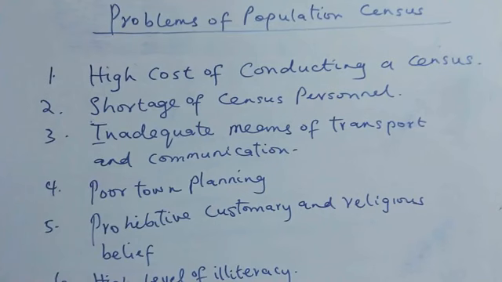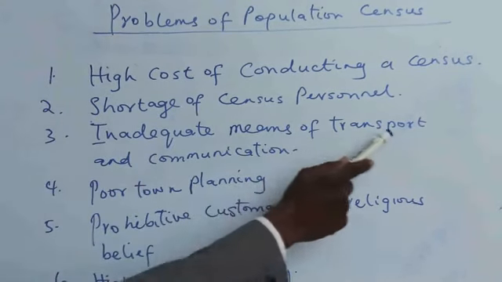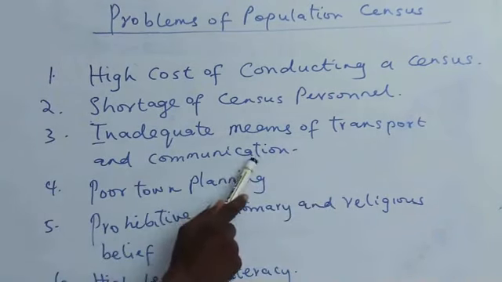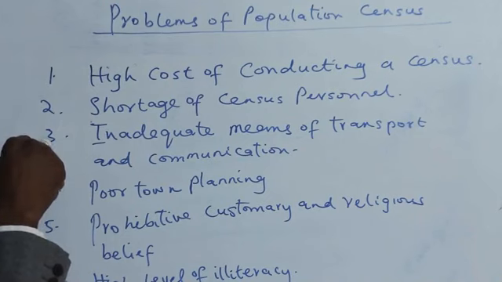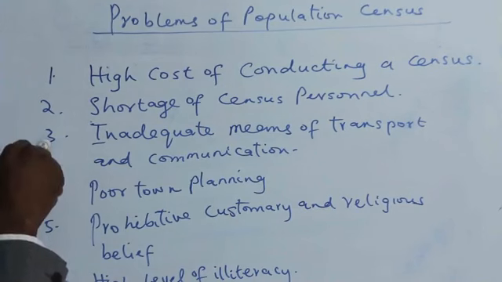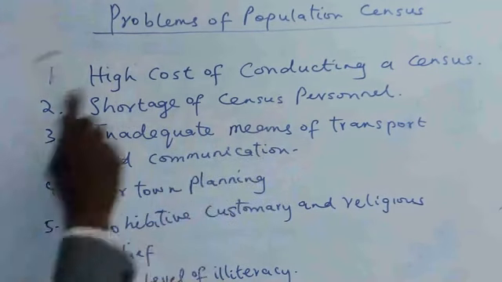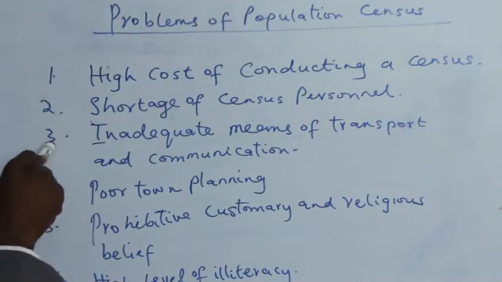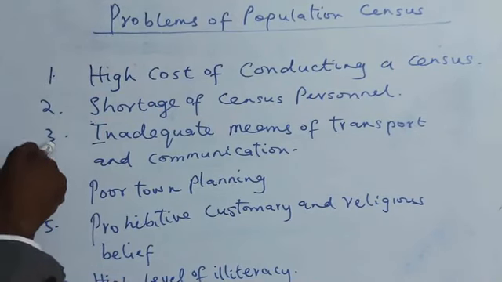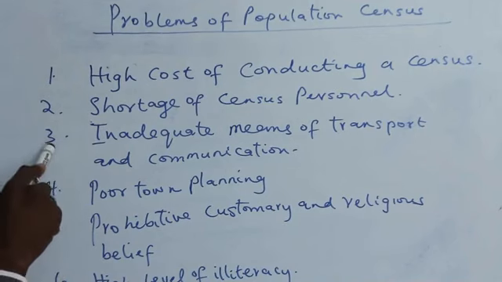Number 3, inadequate means of transport and communication. In the sense that in conducting a census, they need to have good roads as well as good communication devices. But in a situation where all these are not available, the available personnel will find it difficult to get to the remote area in order to carry out the census, as well as inadequate devices that they can use that are not on ground. They find it difficult to do that.